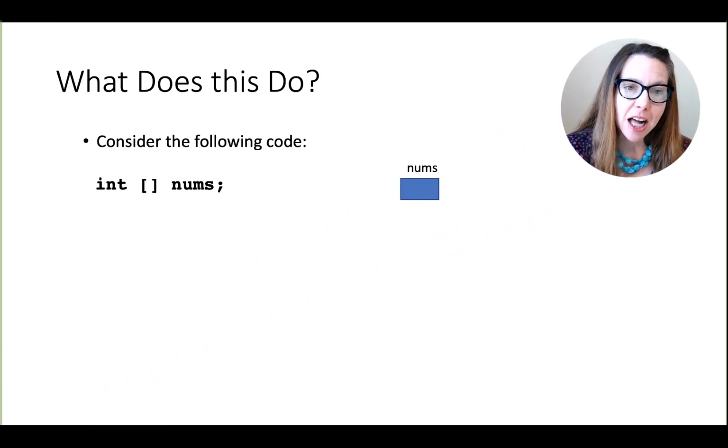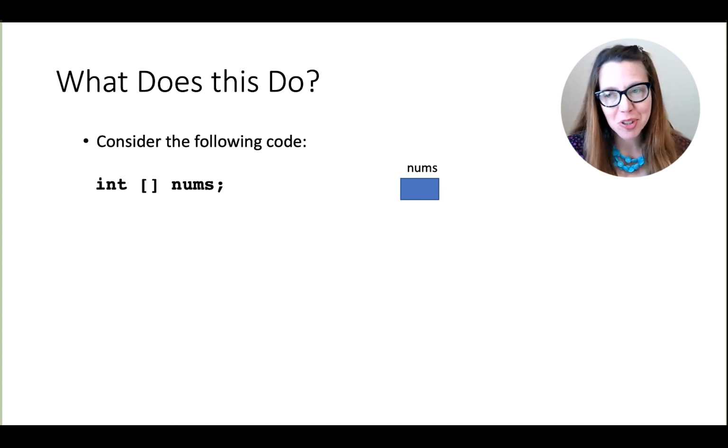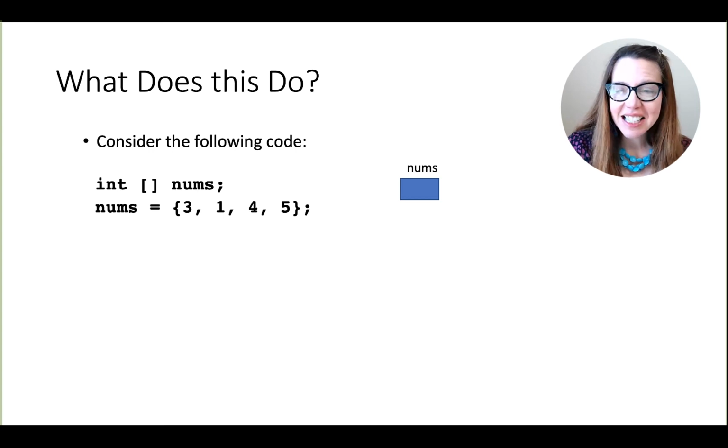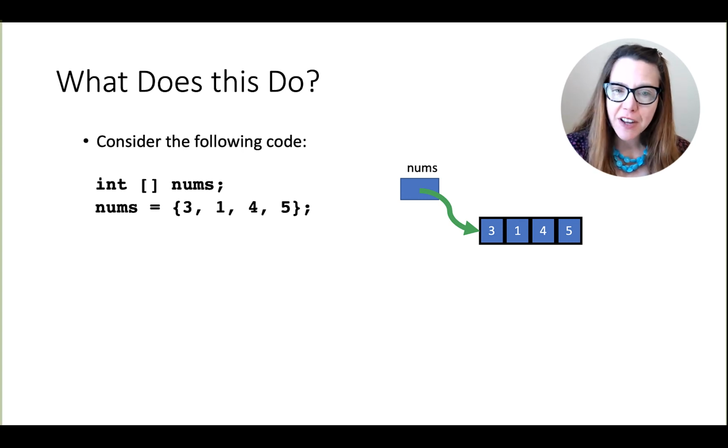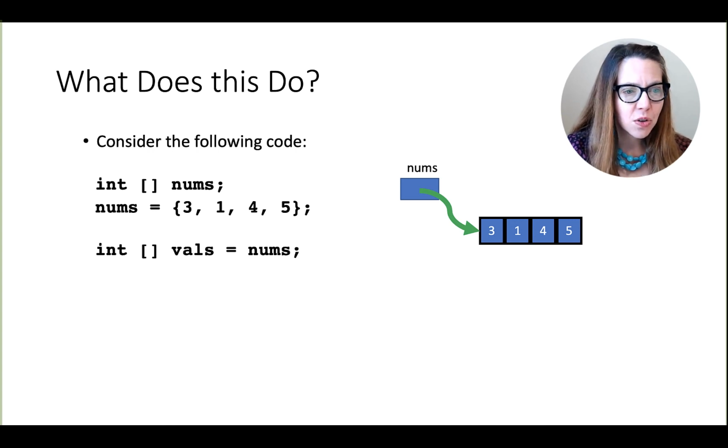So let's take a look at the following code and think about what it might be doing. The first line says int[] nums. So we know that this is declaring an integer array. The next line sets nums equal to 3, 1, 4, 5. And this is okay. We know what this does. This is initializing the contents of nums. And in fact, it's instantiating that to be an integer array that will hold 4 elements. All good?